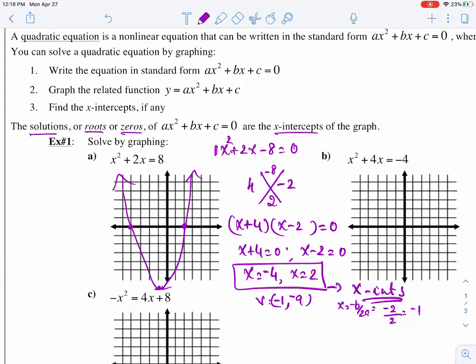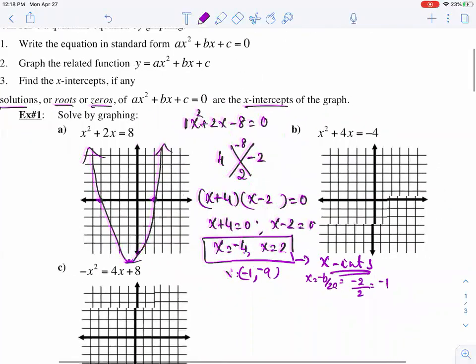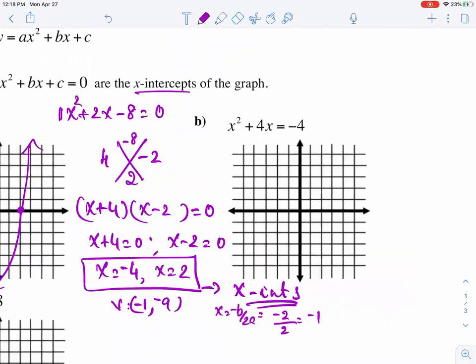Okay. Next question is this. You're going to get everything on one side. First, you can find the x-intercepts by factoring. See if it is easily factorable.